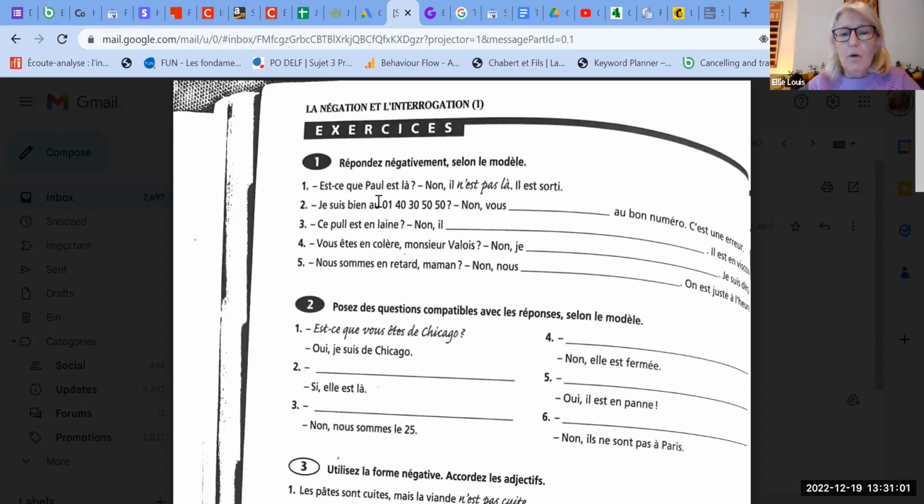So, est-ce que Paul est là? Obviously a question. Is Paul there? Non, il n'est pas là, il est sorti. No, he's not there, he's not here. Là can mean there or here. So he's not here, he's gone out.